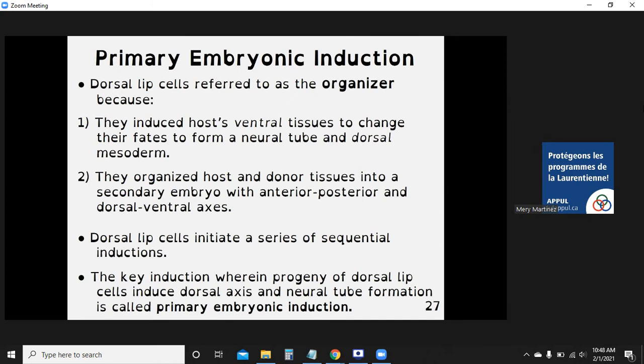So I give you the signal, and now you know what you need to do. Because there are numerous inductions during embryonic development, the key induction where the progeny of dorsal lip cells induce the dorsal axis and the neural tube is traditionally called primary embryonic induction. So we need a key induction initially. So all the cells that are passing through that dorsal lip can change their fate.